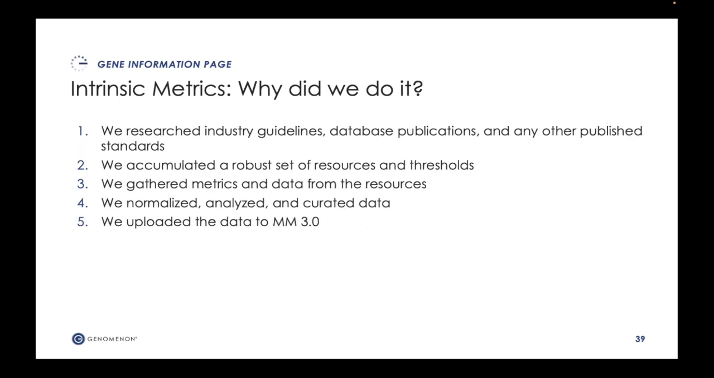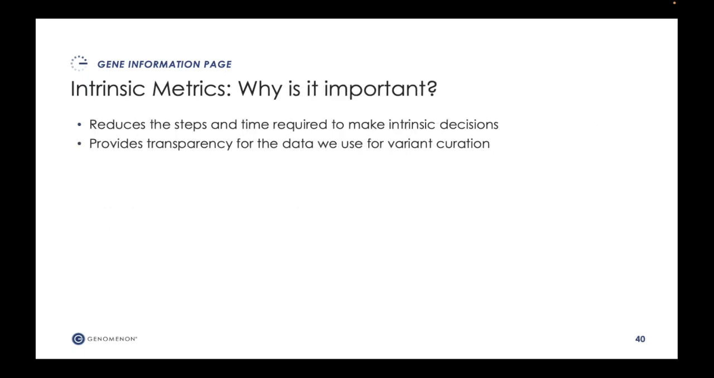This is important, or how we did this is because we first researched industry guidelines, database publications, and any other published standards. Once we had performed all of that research, we then accumulated a robust set of resources and thresholds. After that, we gathered all of those metrics and normalized, analyzed, and curated that data. And lastly, we uploaded the data into Mastermind 3.0. This is important because, again, it reduces the steps and the time required to make these intrinsic decisions. And as well, it provides transparency for the data that we use for our own variant curation procedures.